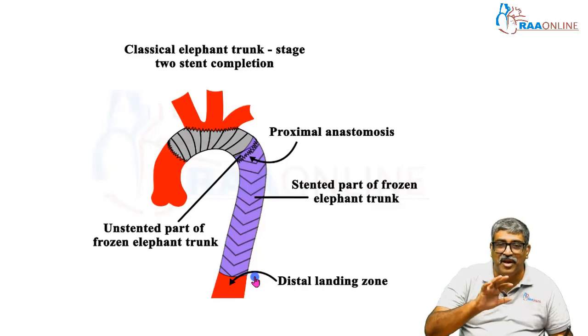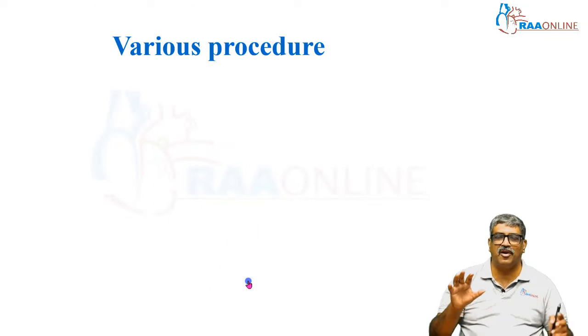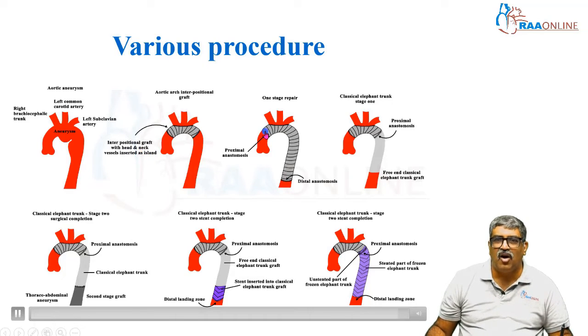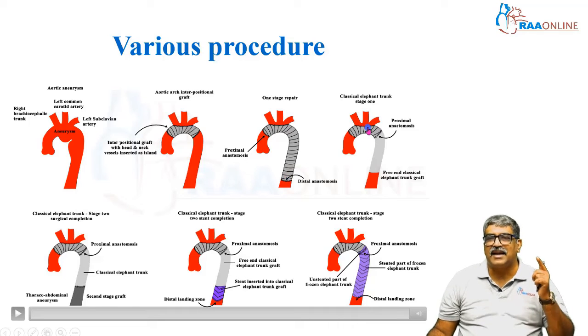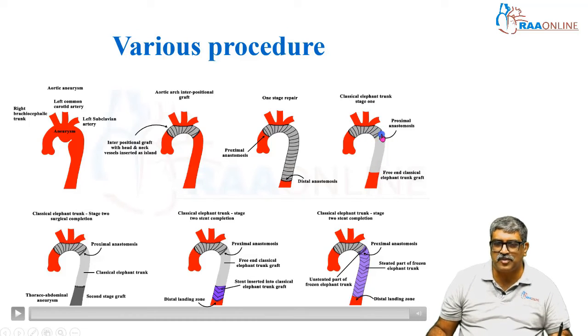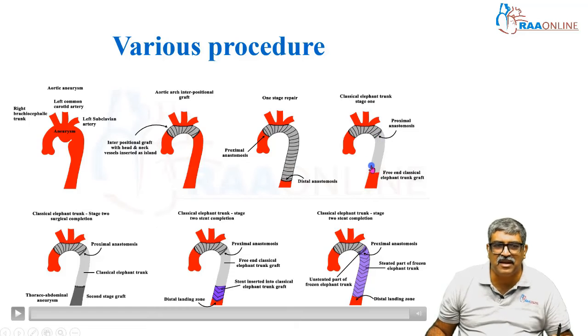These are all the various options available for an aneurysm. So you do an interpositional graft with head and neck vessels inserted as an island, or you do a one stage repair, insert a large conduit, you have the proximal part, the vessels inserted and the distal anastomosis. And classical stage 1 is you put a prosthetic graft through surgery and insert an elephant trunk graft, and you have the proximal part and there is a distal free end.